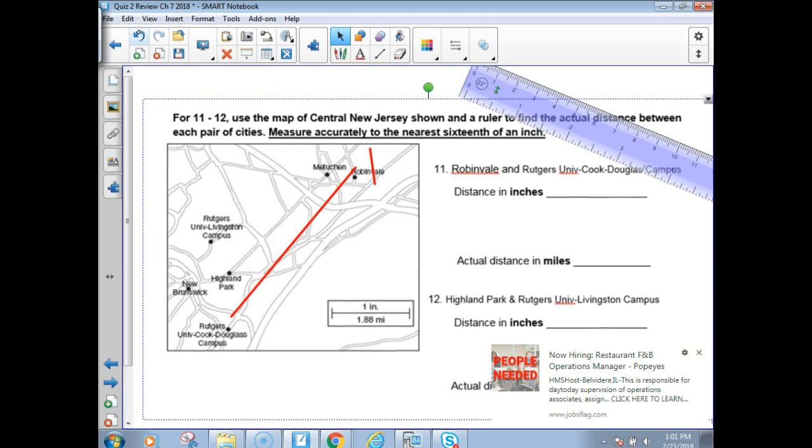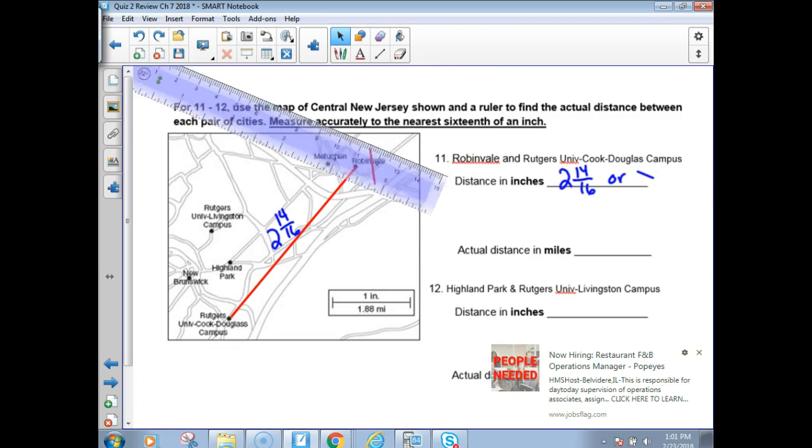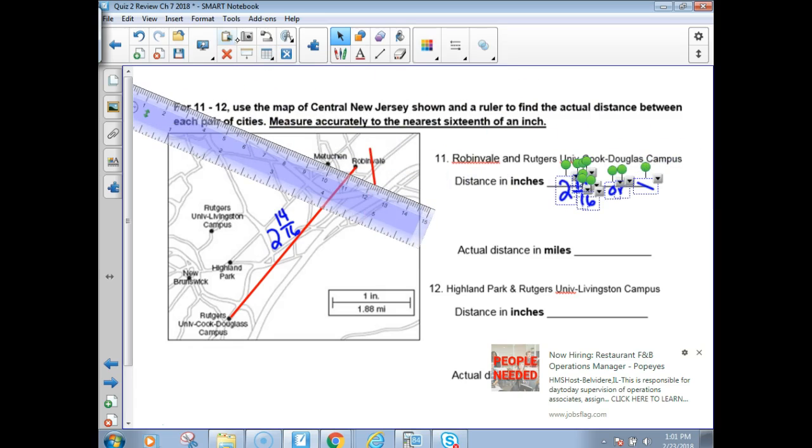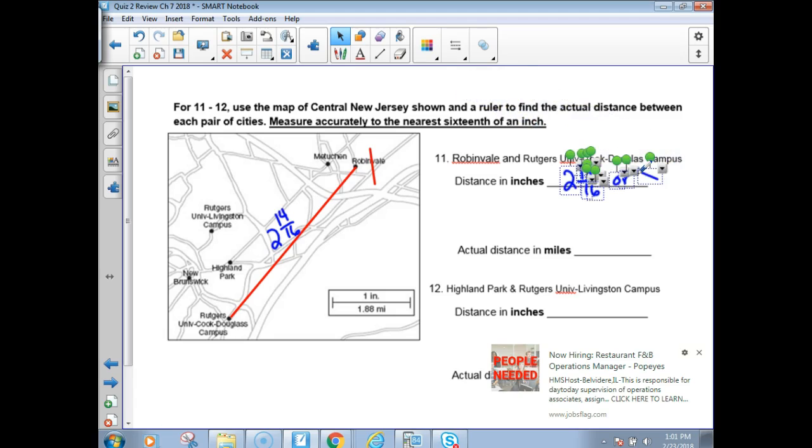Oops. Didn't mean to move that around. It should come out to 2 14/16 on your ruler. Now, 2 14/16, you could reduce that to 2 and, get that ruler out of the way. Go away. Oh, crazy stuff going on here. I think I just need to get that ruler out of here. There we go. All right, if you reduced it, there'd be 2 7/8.